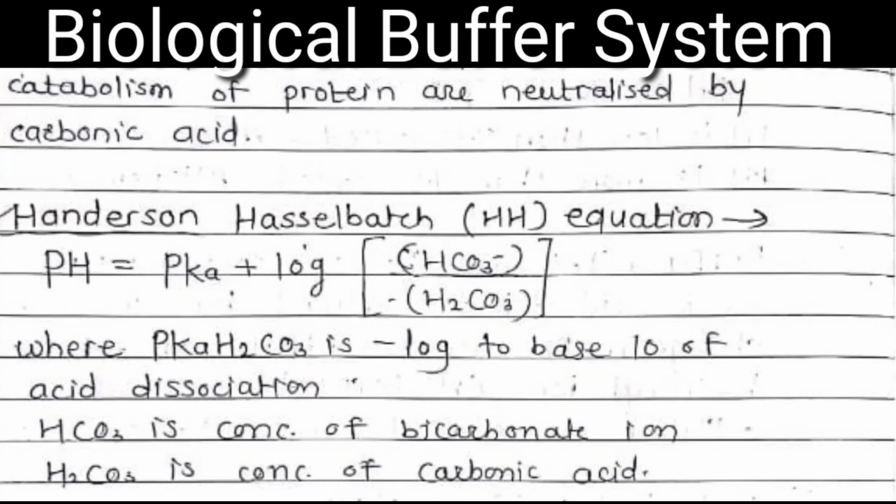If you are preparing for a competitive examination, please remember one thing. They will not ask you to derive the Henderson-Hasselbalch equation, but they will ask you to identify the correct equation. pH, the potential or power of hydrogen, is equal to pKa plus log of the concentration of HCO3 minus upon the concentration of H2CO3, or rather the concentration of the bicarbonate ion upon the concentration of the acid. Please remember this equation.